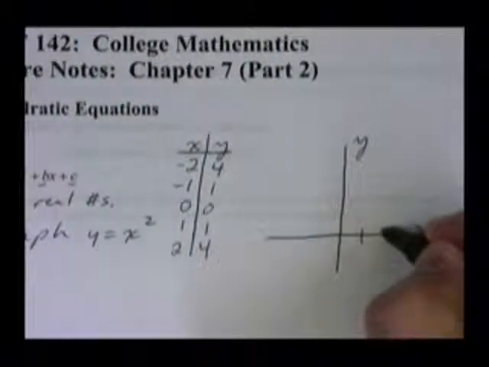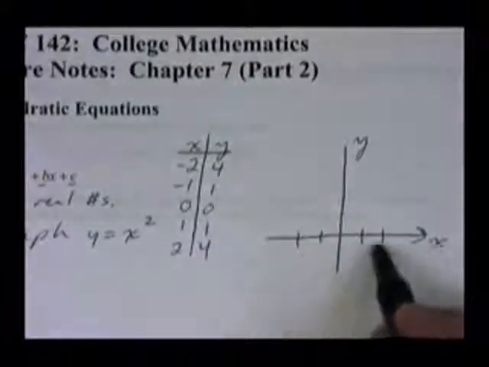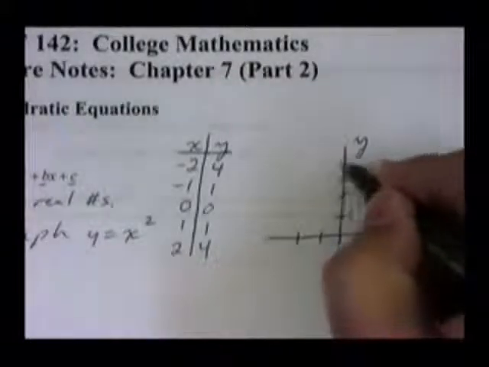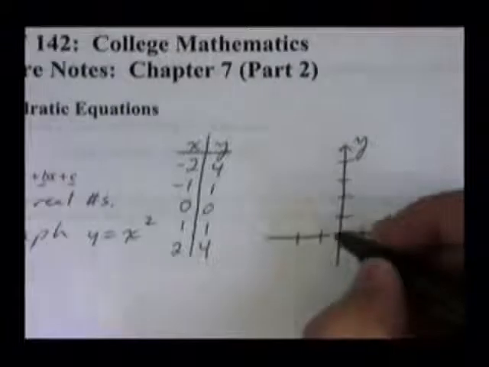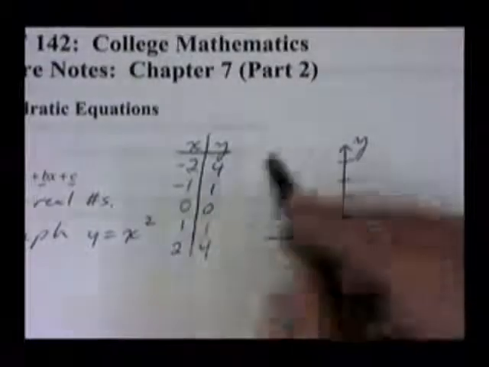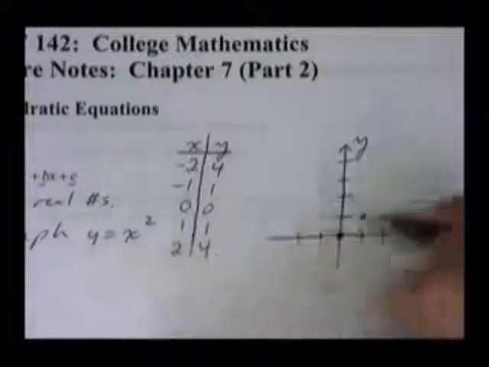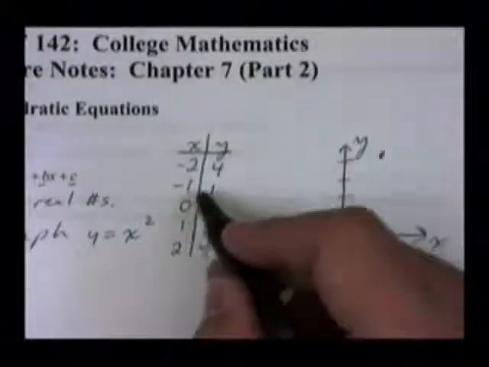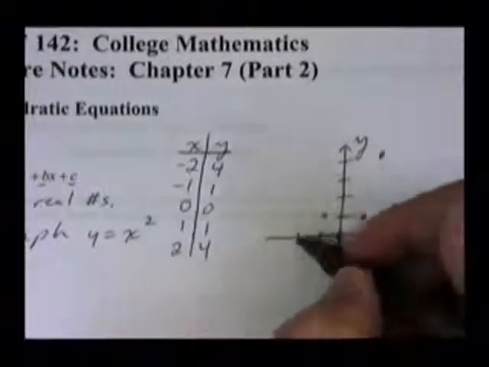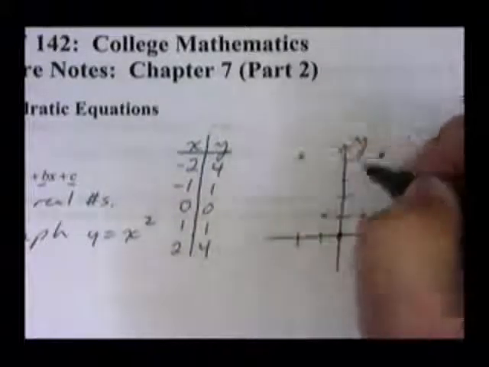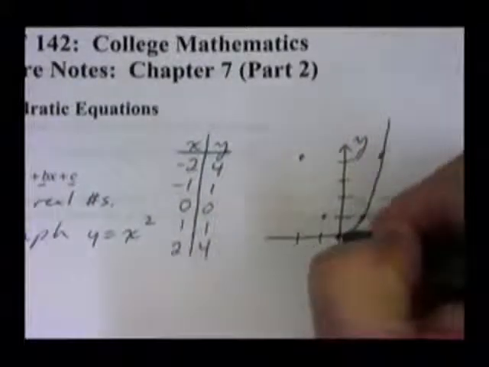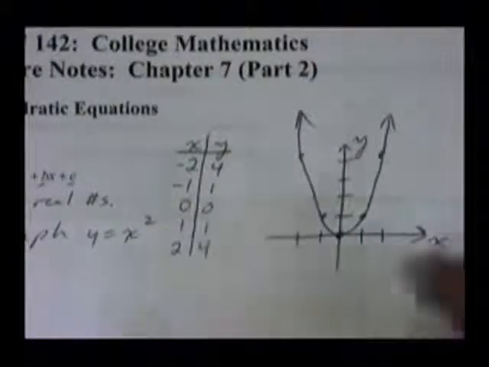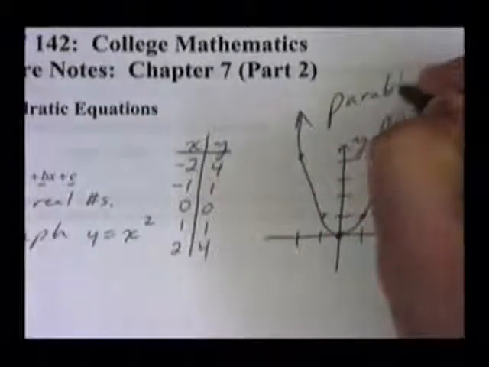So I've got x values of 1, negative 1, and 2, negative 2. And I've got some y values here. And so 0, 0 is here. 1, 1 is here. 2, 4 is up here. So notice it's not in a straight line anymore. It's got some curvature to it. Negative 1, 1 is here. And negative 2, 4 is here. And when we graph those, we get a shape that looks like this. If you remember from your previous math courses, the name of this shape is a parabola.